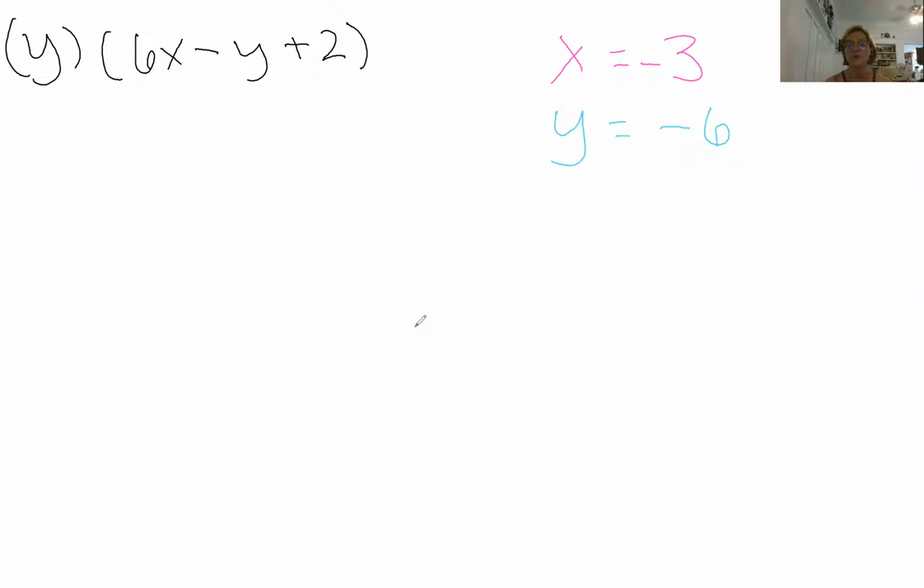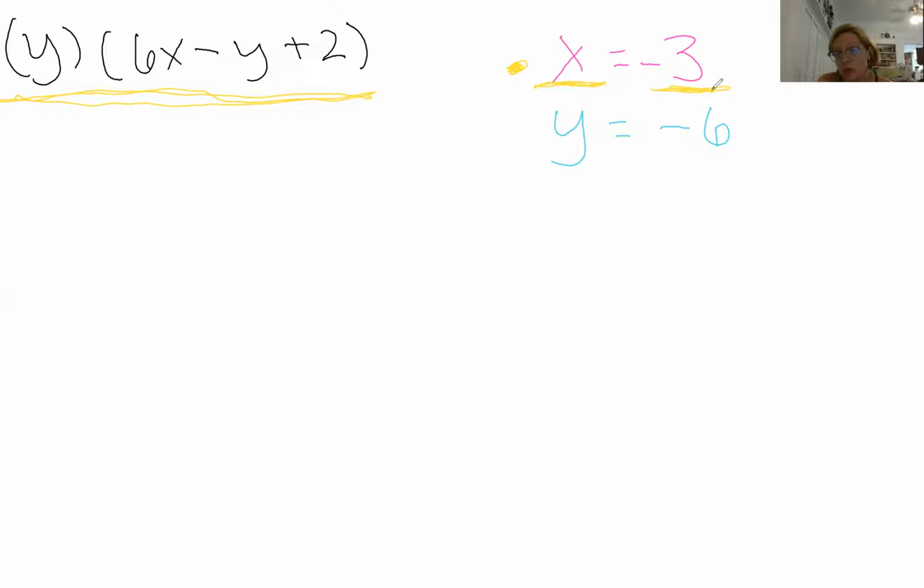I've already worked it out for you, but I'm going to walk you through these steps so you have a good explanation and a better chance to follow along, and hopefully it clears up any issues. We are looking at this expression: we're going to take y and multiply y times 6x minus y plus 2. It also tells us that our x value is -3. That means anywhere the letter x is used, we can replace it with this -3.